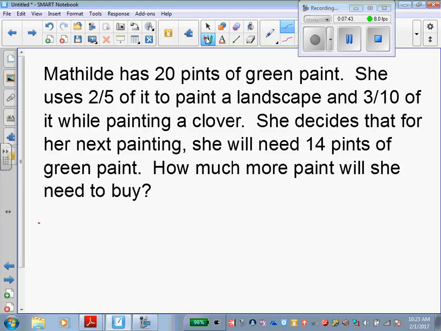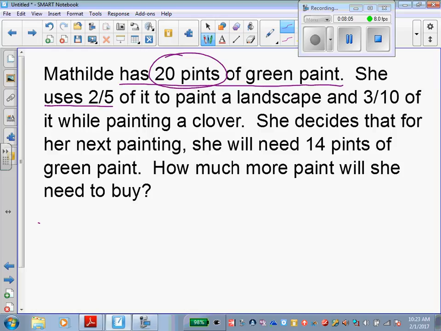Mathlid, okay? 20 pints of green paint. Okay, so she has 20 pints of green paint. She has 20 pints. That's important. All right, Ella, what else is important? She uses 2/5 of it to paint a landscape.